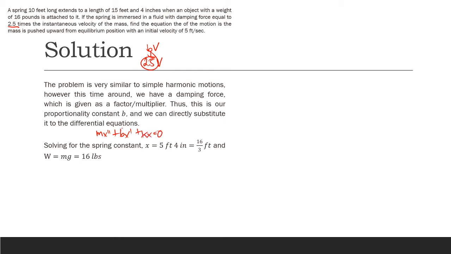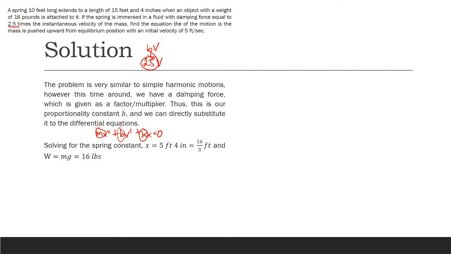So, we need to find b, given that. m, we can also get that, and x, we can also get that. So, we need to solve for the value of m and the value of k. Now, to solve for the value of k first, let's use what was stated, that the spring is extended to a length of 15 feet and 4 inches.